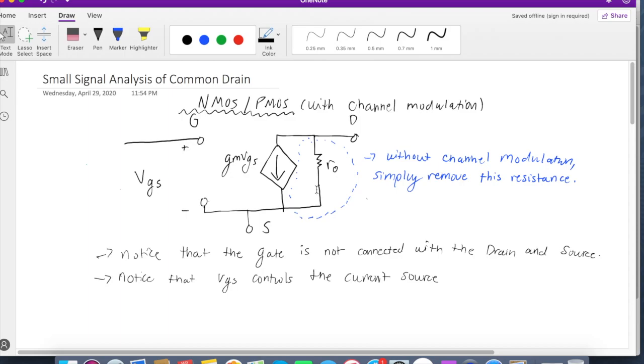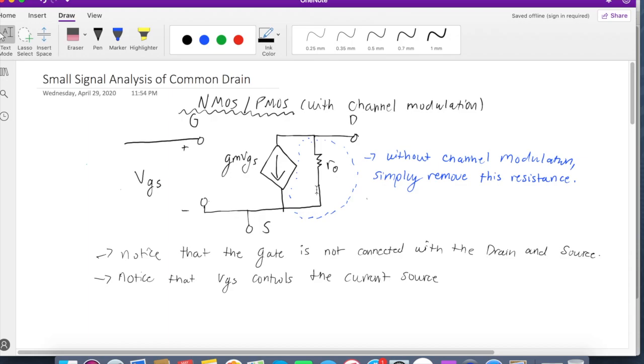Now, important to note, this is a MOSFET. We've graduated from the BJT transistors and now we're onto the MOSFETs. Just on the screen right now, I'm showing the small signal equivalent model of the MOSFET, where we can clearly see that VGS, the difference between the gate and the source, will be controlling the current source attached to the drain and the source.